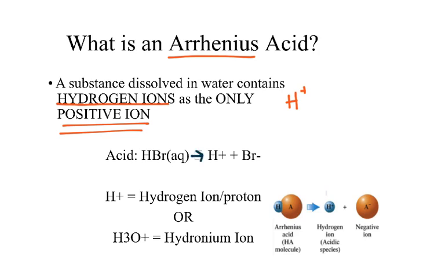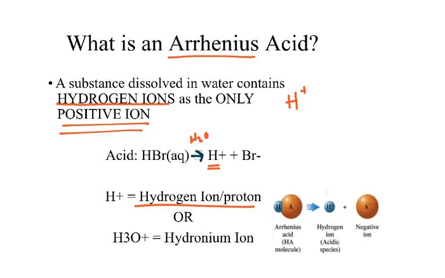All right, so here we have our acid, which is HBr. This is aqueous. And when it dissolves in water, we're just going to put water here above the arrow so we know we're dissolving it in water. We end up with H+, which is our hydrogen ion, or we can call it a proton. And we end up with Br- as well.